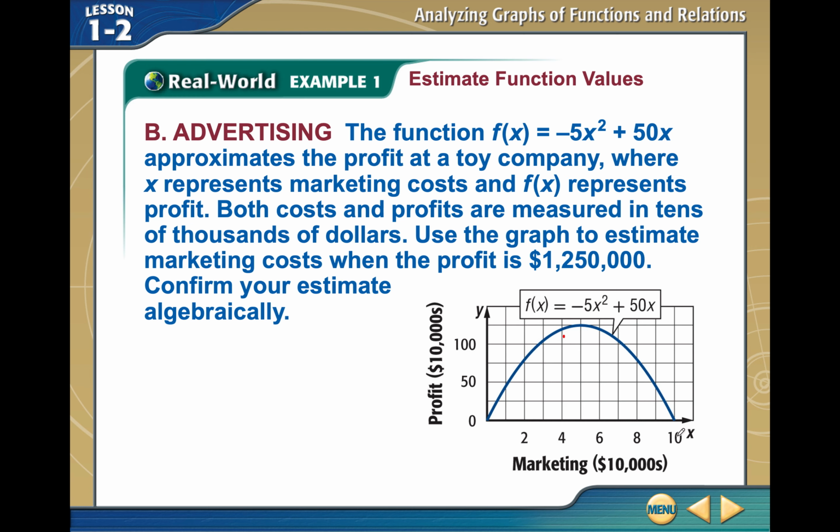So if I want to read this number, which is 10, I multiply 10 by 10,000, and I know that this is $100,000. Again, over here 100, if I want to read it correctly, is 100 multiplied by 10,000, which is $1 million.